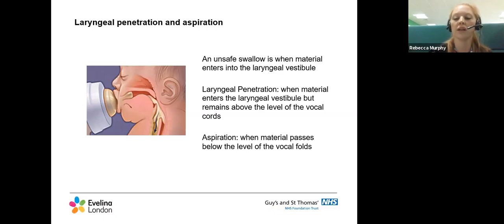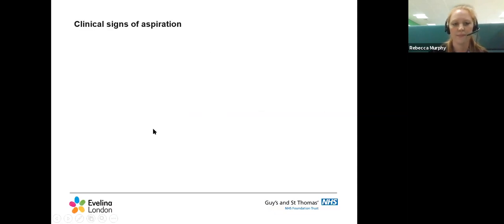And what happens when aspiration or penetration occurs is, when it's penetration, the material enters the laryngeal vestibule, but it doesn't go below the level of the vocal cords. So it just stays on top of the vocal cords, and quite often it then pops back out. However, we call it aspiration from a speech therapy perspective when the material passes below the level of the vocal cords, goes into the airway, and then potentially goes onto the lungs. So as you can see in this picture, this illustrates aspiration going into the airway.